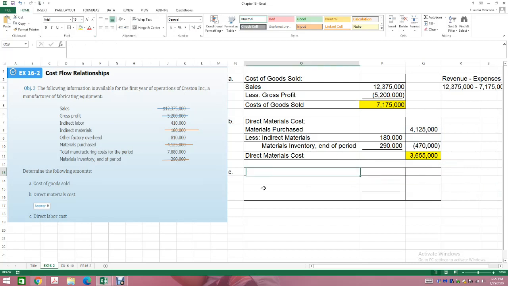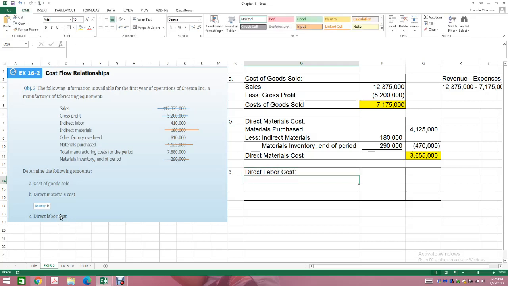Okay. The third thing that we need to calculate is direct labor costs. These are the people that are actually putting together the product. This is not the maintenance person that's cleaning the factory. He's not actually building anything. He's just maintaining it, cleaning it, okay? So we are trying to figure out direct labor cost now, okay? So let's put the heading over here, direct labor cost.